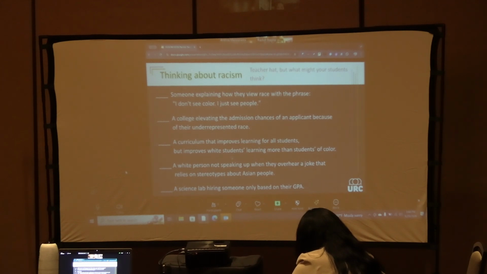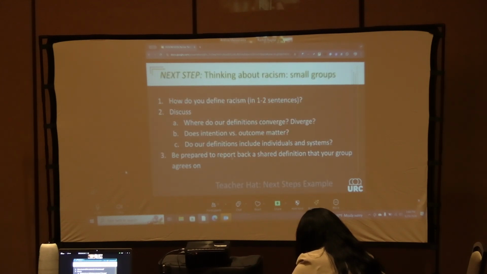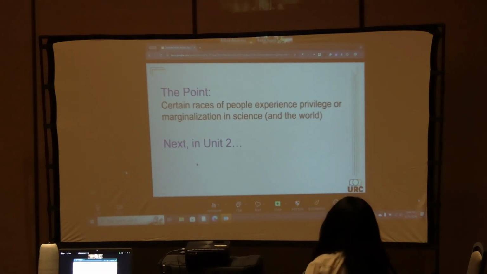The goal here is that racism definitions, a lot like our science definition, are probably going to vary. Putting on our student hat or teacher hat again, the next steps you can do with students are on this screen. In small groups, think about where our definitions are similar, where they are different, and whether intention versus outcome matters. Do your definitions include things like individuals and systems? Then students report out a definition of racism that everyone can agree about. The point of this lesson in particular is that certain races of people experience privilege or marginalization in science and the world.